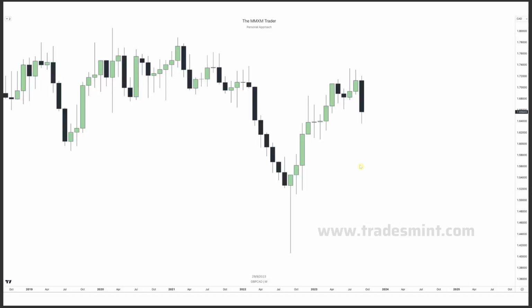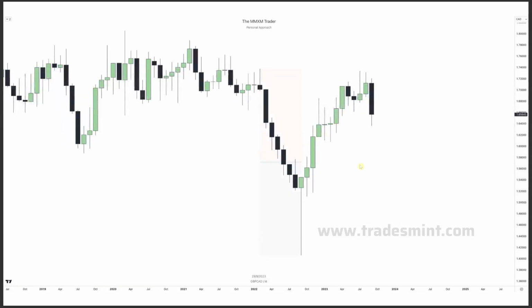So we've got a GBP CAD monthly chart. We're going to do exactly the same as we did with the last chart. We start off with the monthly time frame, right? Then we dive into the weekly, and then we go to the daily to see where the opportunities lie. Now, what do we have over here? Premium discount, first of all. Very important. We want to know if you are in discount or in premium.